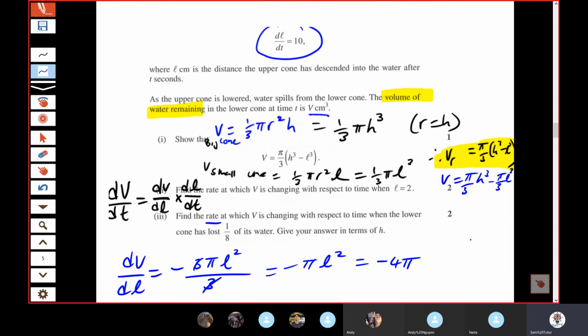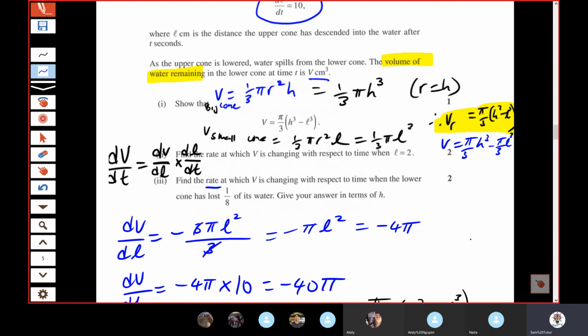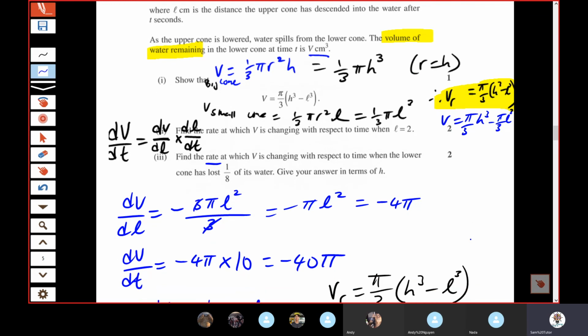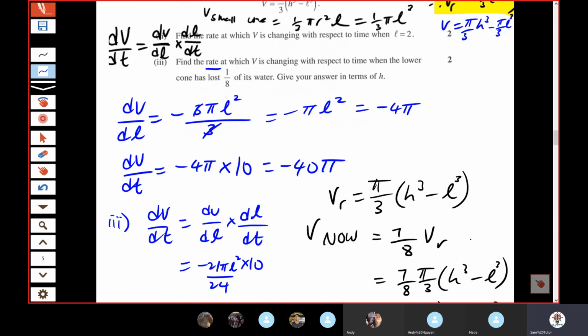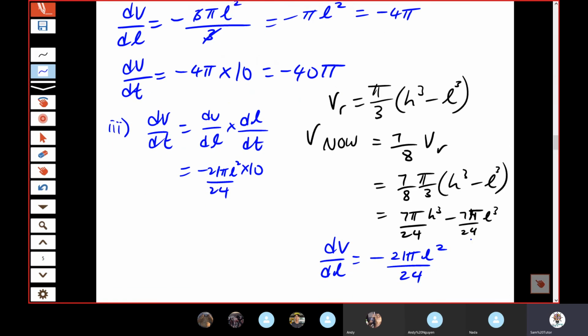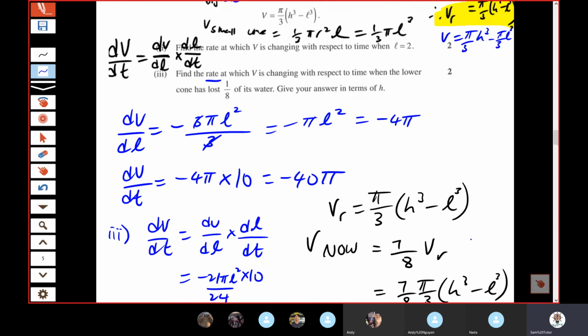Say that again. No, that doesn't make sense. That's volume you're thinking of. You can't equate volume with length. Give me a second, let me think. If anyone knows it, let us know. A relationship between H and L. What was it again? Find the rate. The lower cone has lost an eighth of its water. So that means the volume. Yeah, no, but that's small r, not the same R, like R1, R2.